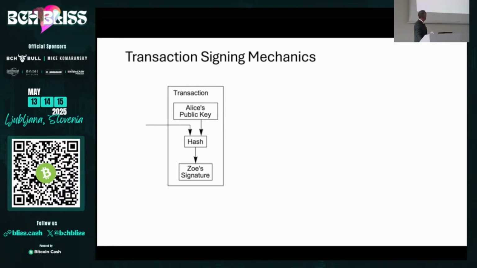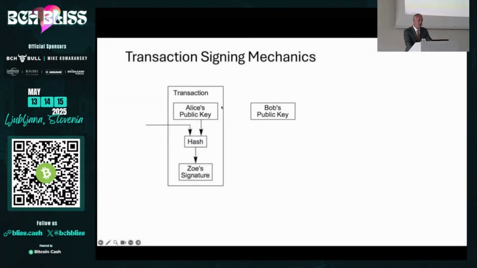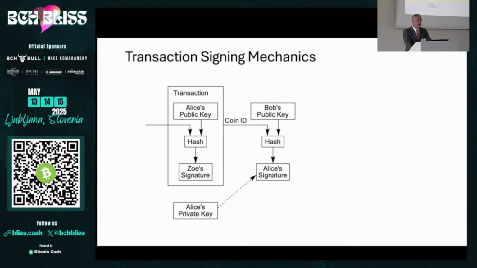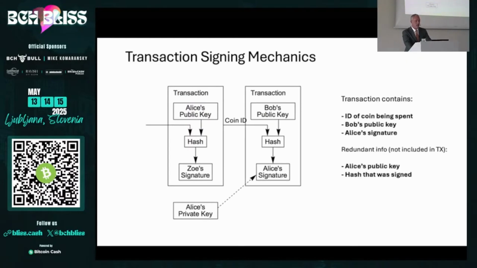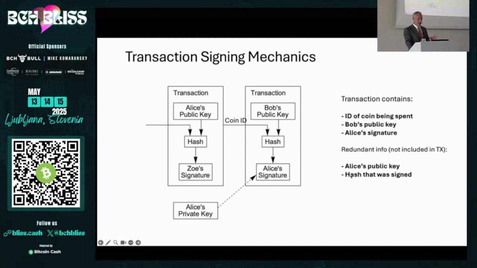So this is a picture from Satoshi's white paper. We'll assume this transaction has been mined into the blockchain. So Alice owns a coin at this point. Alice wants to send this coin to Bob. What does she do? Well, she needs Bob's public key. She takes the coin ID, the ID of the coin she wants to spend. She hashes it with Bob's public key. She takes out her private key, and she signs that hash. She packages all that up in a transaction, and she broadcasts it to the network, or she delivers it to Bob. So the transaction contains the ID of the coin being spent, Bob's public key, and Alice's signature. It doesn't contain Alice's pub key, and it doesn't contain the hash that was signed because any node on the network can figure that out locally. So that's how a transaction is signed.